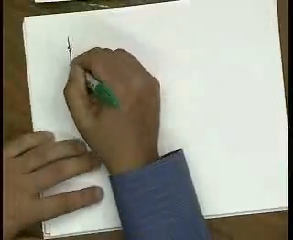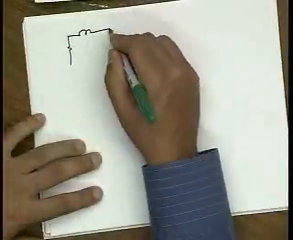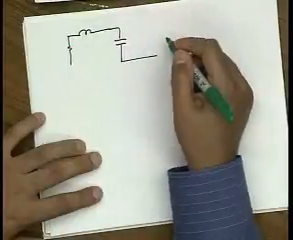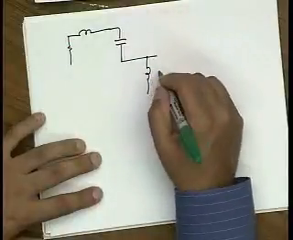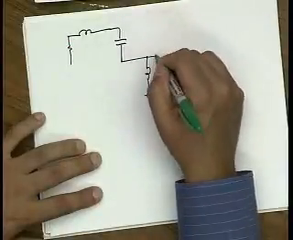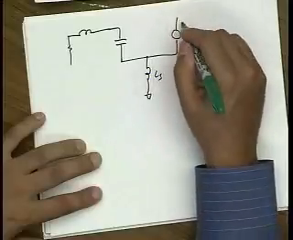Okay, so let's analyze this problem a little bit more carefully. In fact, it turns out that for inductive degeneration, the result is pretty neat. Slightly different from a cascode device, if you've seen that before.